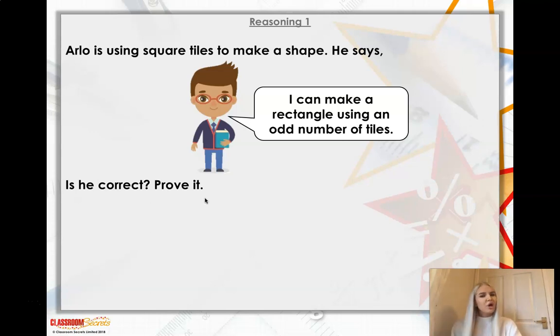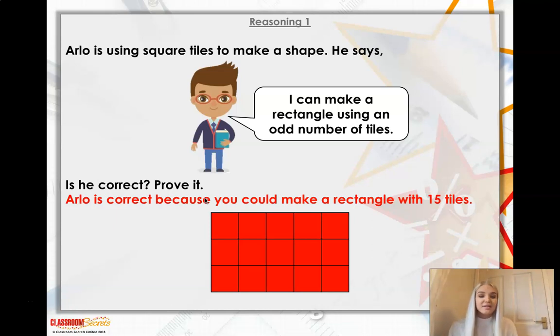Okay, so year 4, you will have known by now then, is Arlo correct? He is correct because this is an example. So we have actually used the example that we may have made, and we can state that this rectangle has 15 tiles used to make it. So yes, Arlo is correct, but most importantly, because you can make a rectangle with 15 tiles. And I've even proved it by drawing my rectangle here.